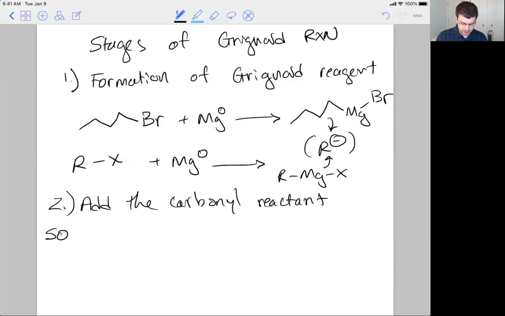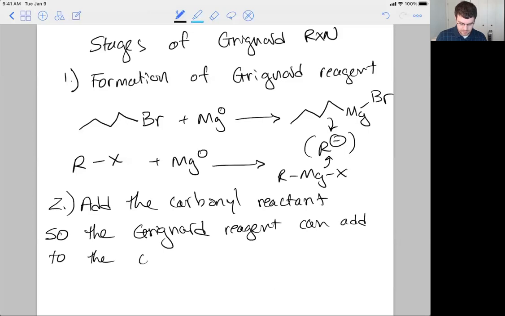We add the carbonyl reagent so the Grignard reagent can add to the carbonyl carbon. I know that's kind of cumbersome wording, but I think it's helpful. So the Grignard reagent can add to the carbonyl carbon.